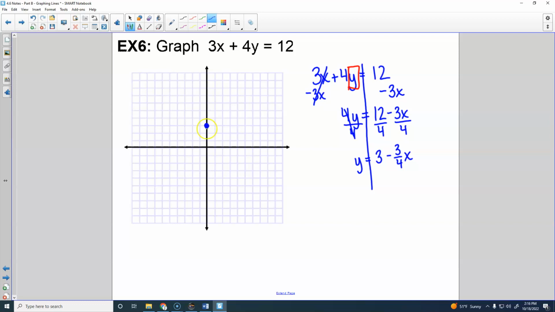Go down 3 and go right 4. Perfect. Down 3, right 4. Or you could go up 3, left 4. And draw that line for me there.